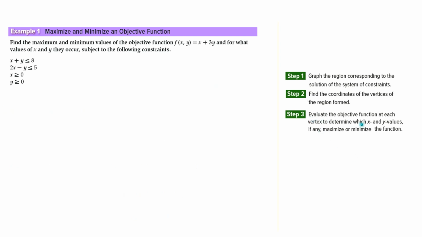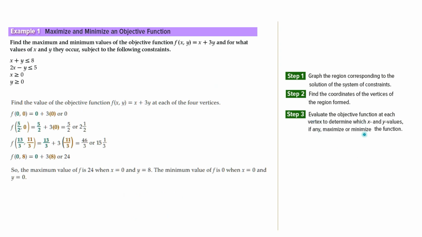Next, we evaluate the objective function at each of the 4 vertices. So we substitute the values of all the 4 vertices to get the value of the objective function. Now, as you can see, this is the minimum value, 0, and 24 is the maximum value. So the maximum value of 24 is when x is 0 and y is 8. And the minimum value of the function is 0 when x is 0 and y is 0.